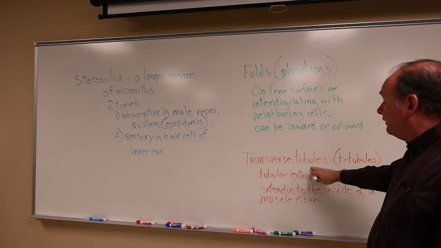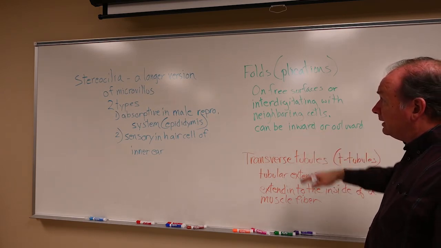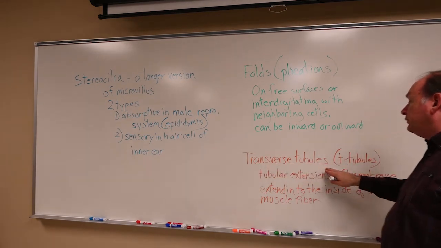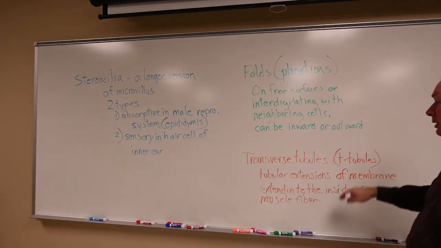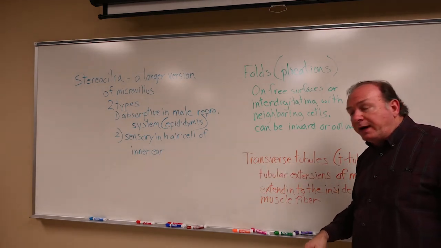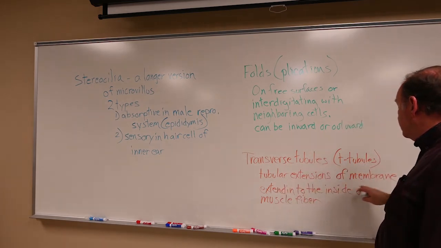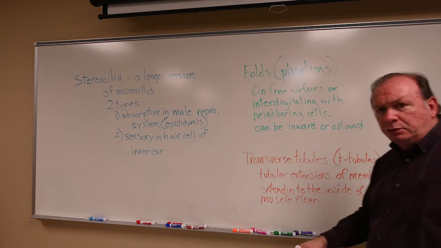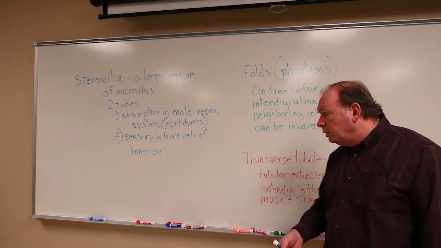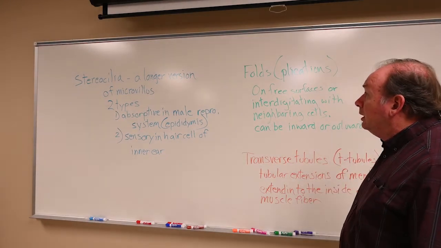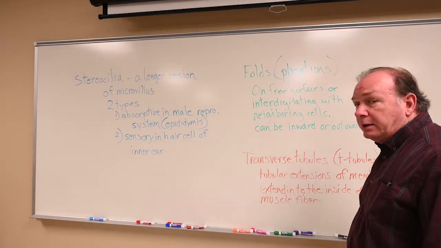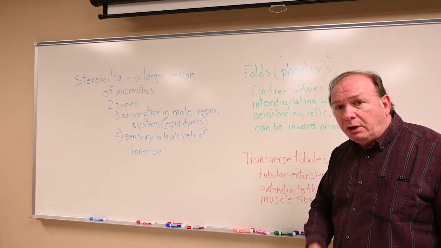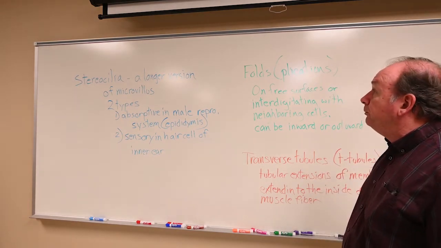And then our final category of extensions from the membrane are internal extensions. We call them transverse tubules or T-tubules. These are found in muscle fibers. Tubular extensions of membrane that extend to the inside of the muscle fiber, and when we get to looking at skeletal muscle, we'll show what those transverse tubules look like. They're just like straight tiny tubes of membrane that run through the muscle.